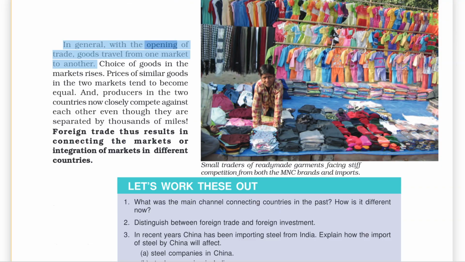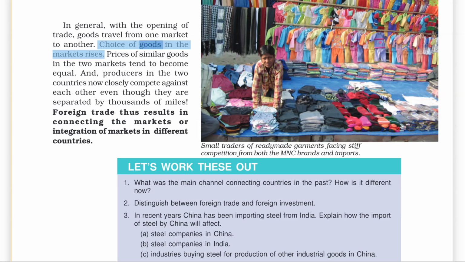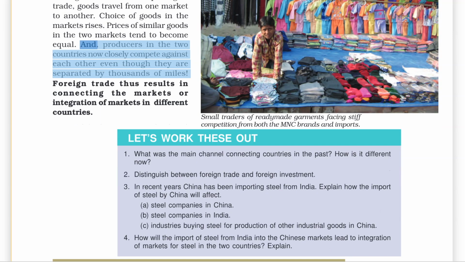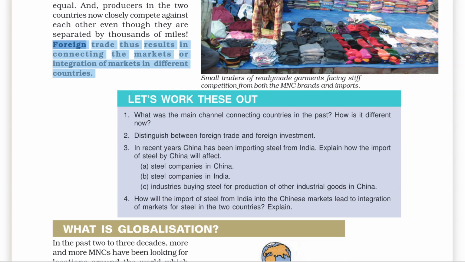In general, with the opening of trade, goods travel from one market to another. Choice of goods in the markets rises. Prices of similar goods in the two markets tend to become equal. And producers in the two countries now closely compete against each other even though they are separated by thousands of miles. Foreign trade thus results in connecting the markets or integration of markets in different countries.